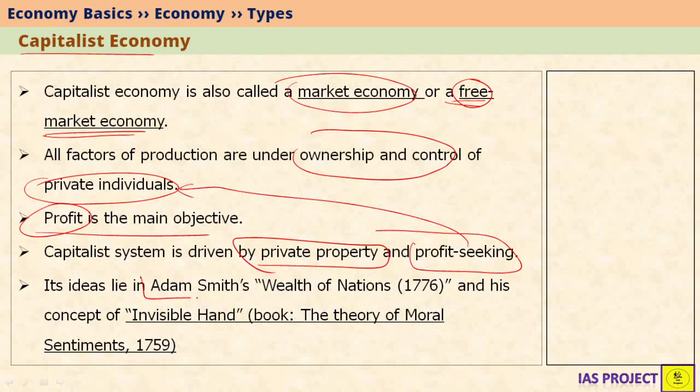Adam Smith, as we have seen, is the founder of microeconomics. He is also one of the leading members behind the ideology of capitalist economy. Adam Smith's Wealth of Nations, which was released in 1776, has many ideas relating to the capitalist economy. Also, his theory of the invisible hand, which was written in his book The Theory of Moral Sentiments, released in 1759, also has ideas of capitalist economy.